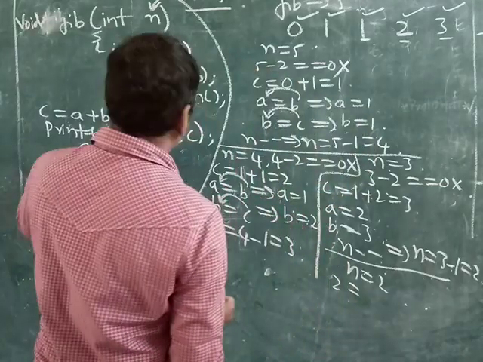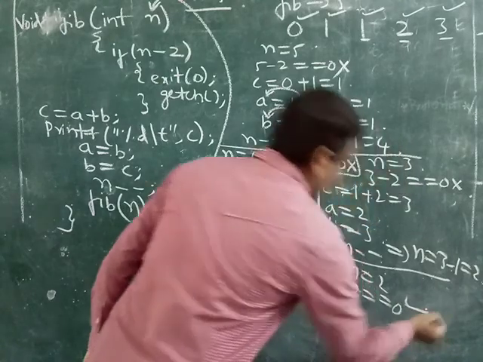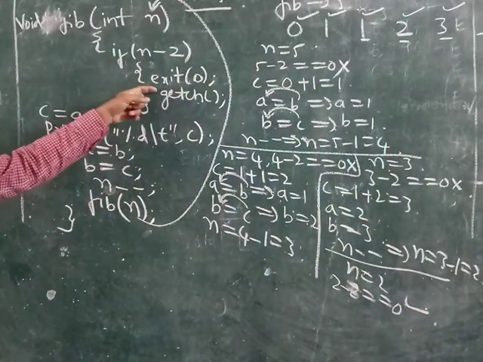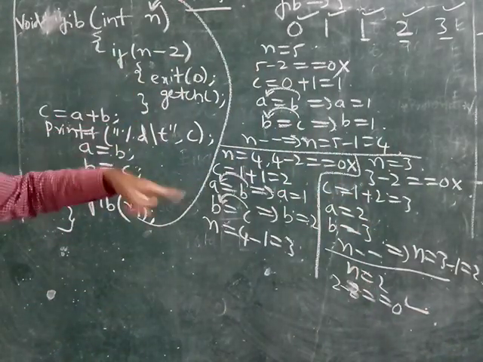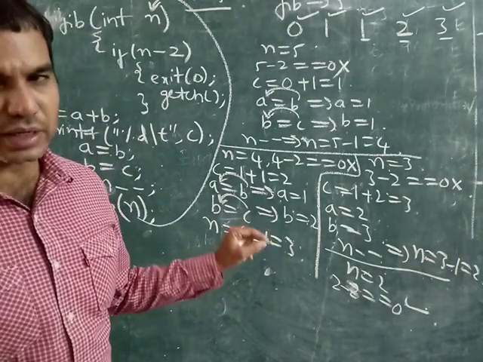See n minus 2. N minus 2 means 2 minus 2, double equal to 0. Condition true. If condition is true, cursor exits from the loop. Okay, cursor comes to getch. So this is the second way of finding the Fibonacci series using a recursive function.